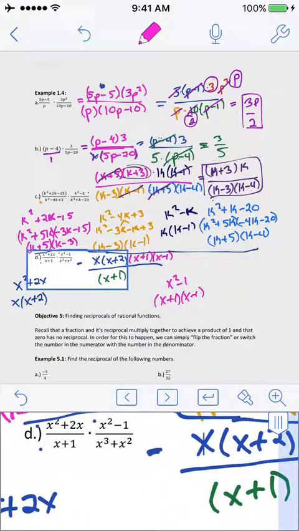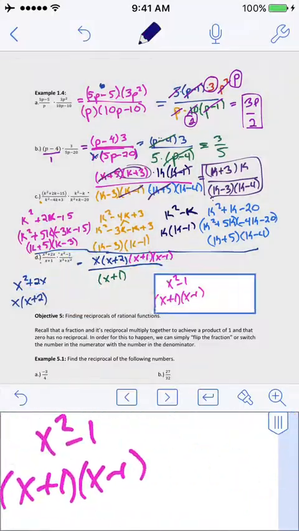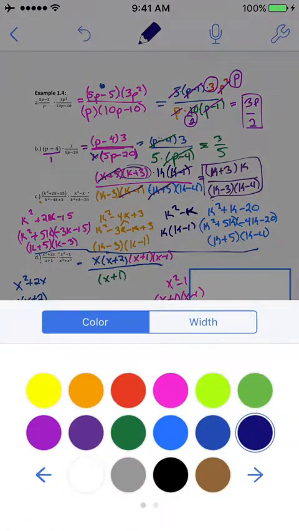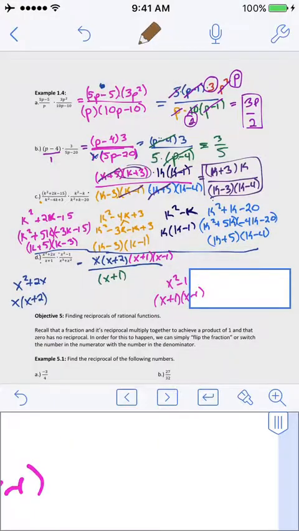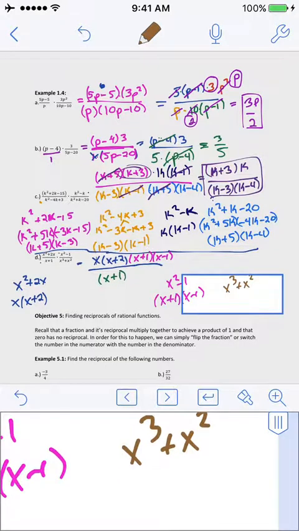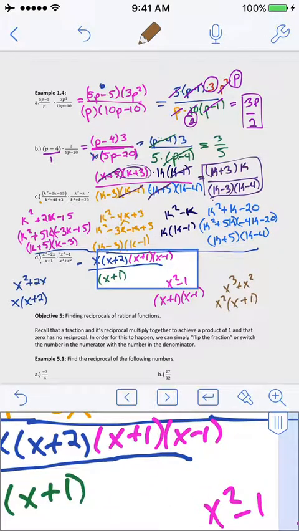And then last but not least, we have x cubed plus x squared. Just because it's a cube doesn't mean anything's different, right? We've got a factor of x squared here, and x plus 1. And that's pretty much as far as I can factor down. So x squared and x plus 1.